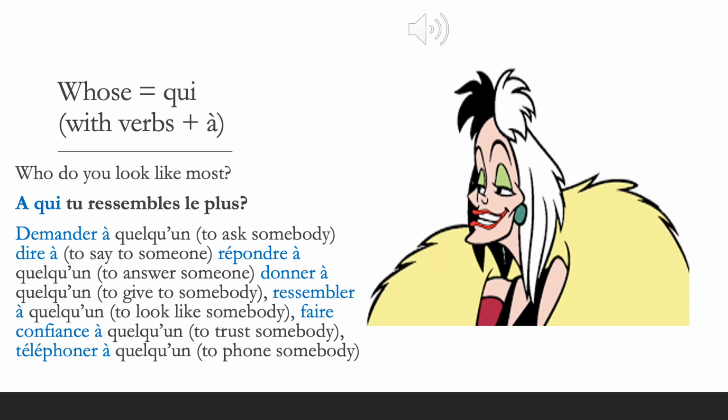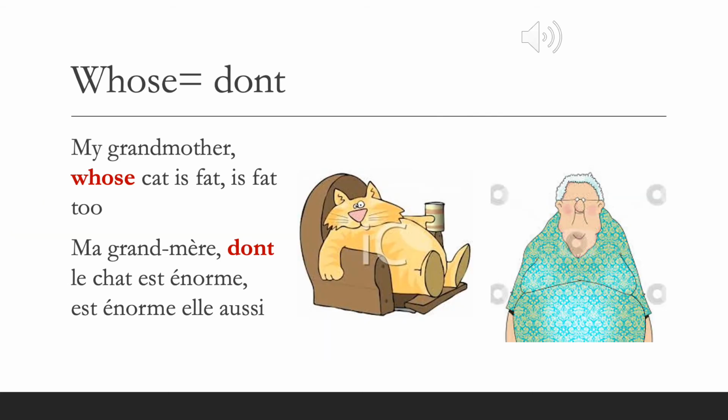Now, let's look at whose, which in English expresses possession. There are several options for whose. First of all, we're going to have a look at some questions and verbs which are followed by à, and you need to make a note of those common verbs followed by à. So just like when you say, who do you look like most? À qui tu ressembles le plus? Okay, if you can express possession with of, de in French, your whose will be a dont.